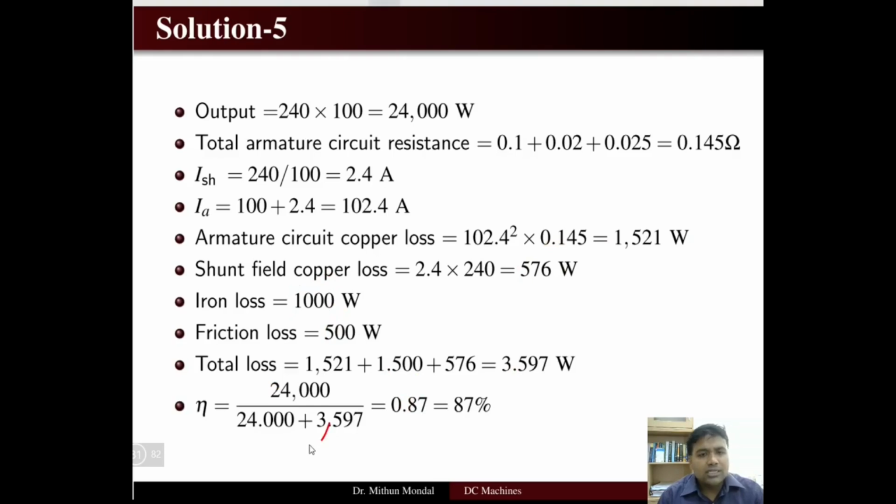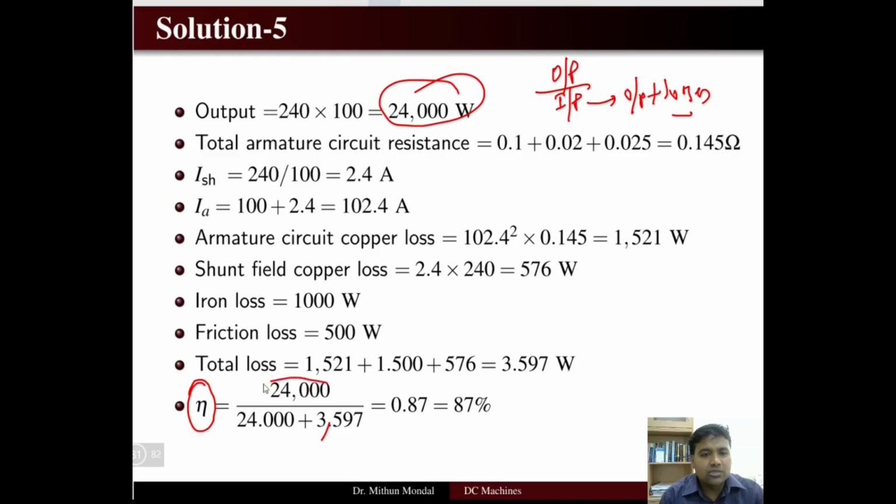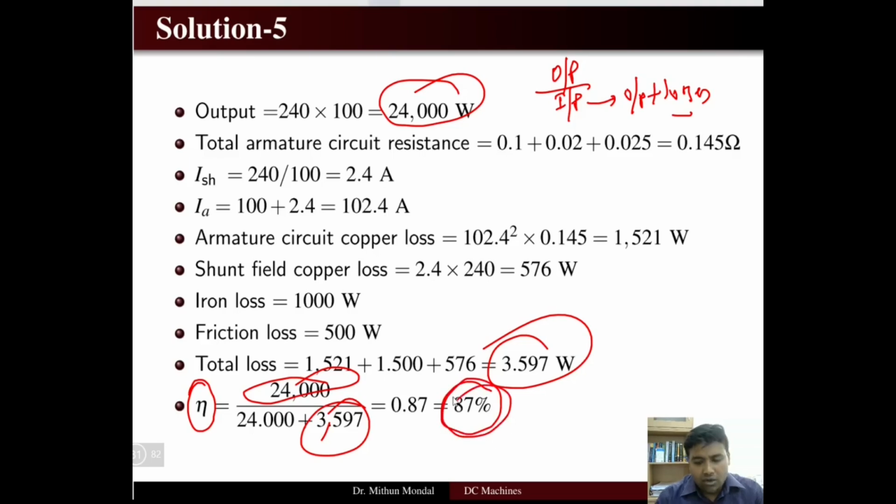So just determine the efficiency of the machine. Efficiency of the machine is the output power by the input power. So input power can again be written as output power plus losses. So output power at the load is 24,000 watt and the losses you have determined as 3597 watt. So just put it, you'll get an efficiency of 87% for the machine.